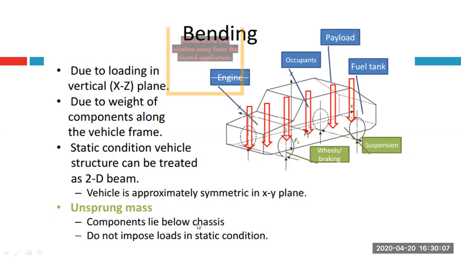So what is being said here is that there is no load on the chassis because of unsprung mass, right? So sprung mass is anything above the suspension that you have. Right? So I hope this is clear to you.